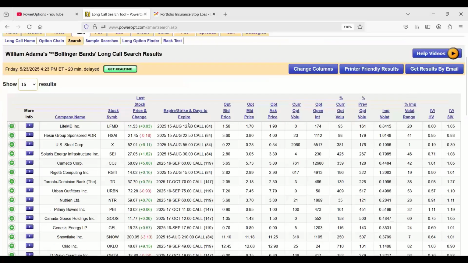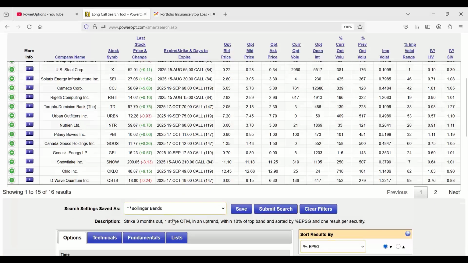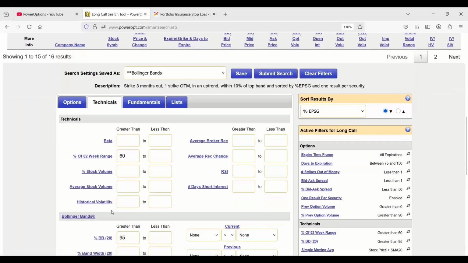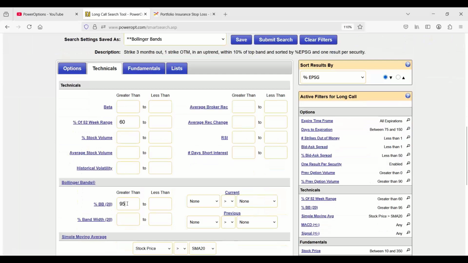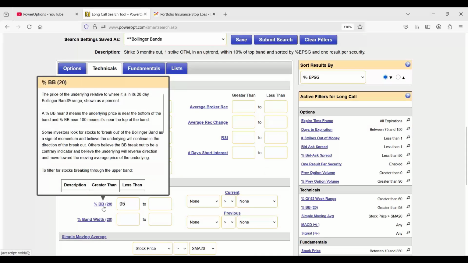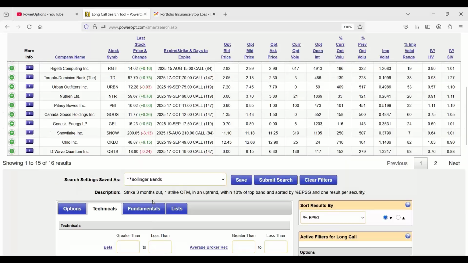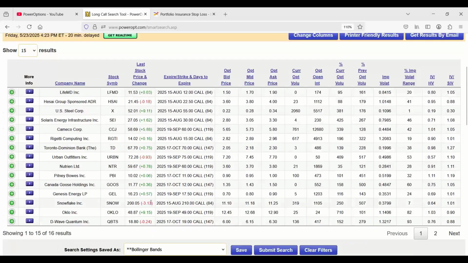But in any case, let's just go to the default Bollinger Bands. This is looking for ones that are near the upper level of the Bollinger Band 20, reaching up to that higher band. Maybe haven't broken through yet, but up at the higher band. I just ran this search so we could get a result. And we've got plenty of results here.